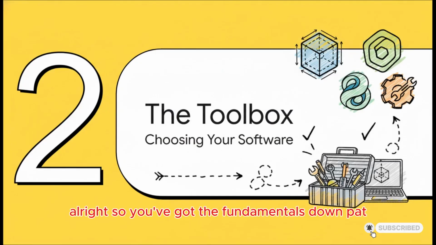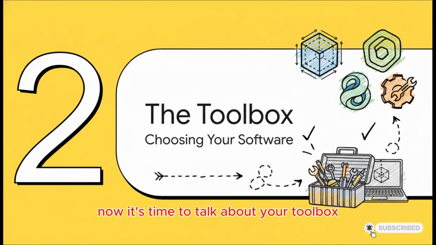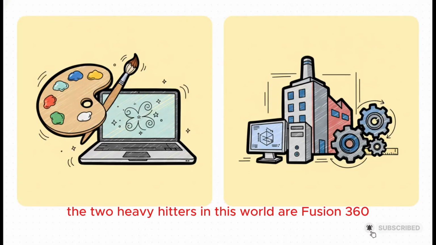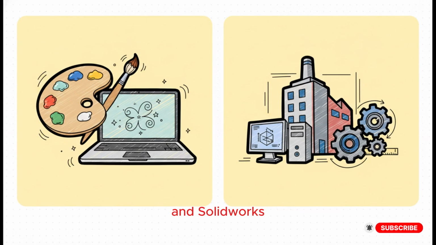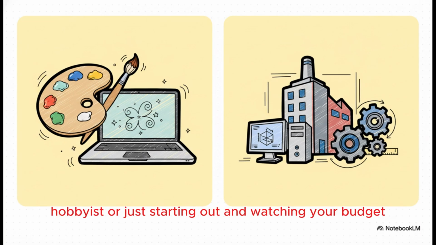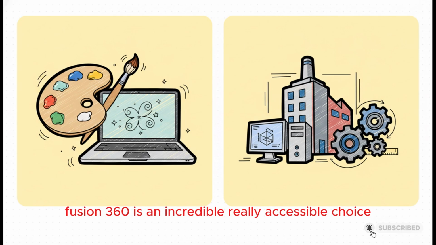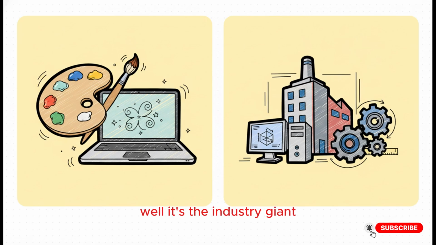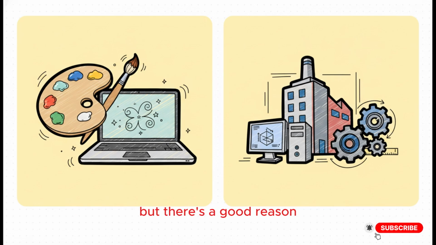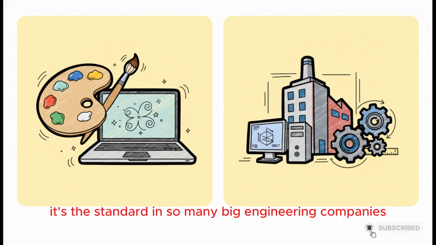All right, so you've got the fundamentals down pat. Now it's time to talk about your toolbox. Your next big choice is which software you're going to master. And believe me, this is a huge decision for any freelancer. The 2 heavy hitters in this world are Fusion 360 and SolidWorks. Now, if you're on a Mac or you're a student, hobbyist, or just starting out and watching your budget, Fusion 360 is an incredible, really accessible choice. SolidWorks, on the other hand, well, it's the industry giant. It is Windows only and comes with a hefty price tag, but there's a good reason it's the standard in so many big engineering companies.